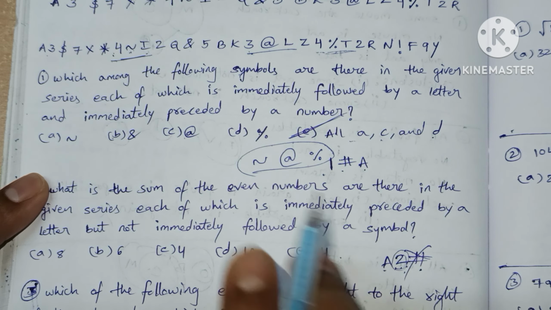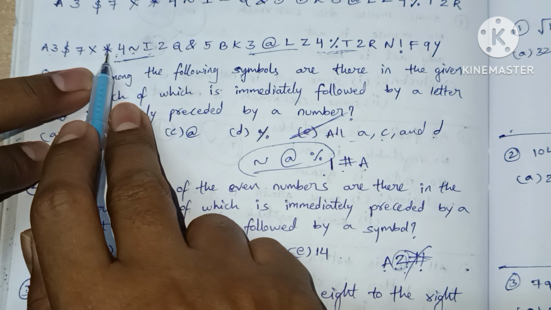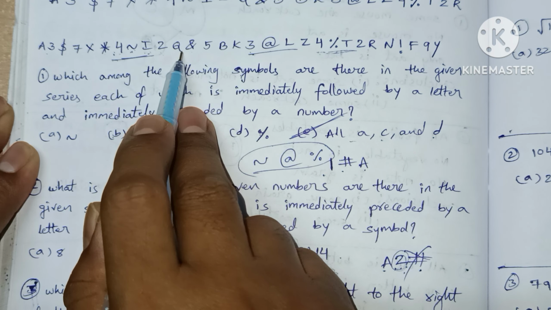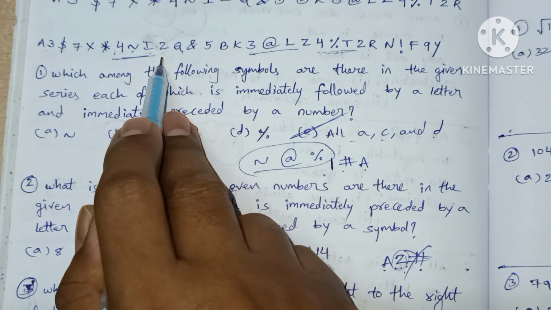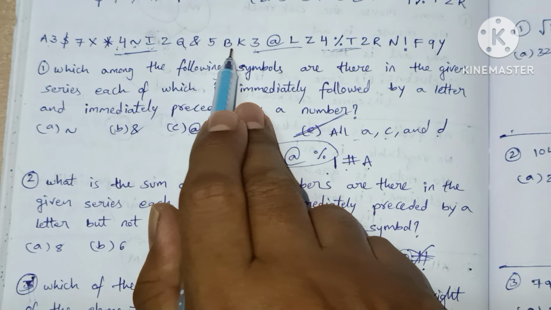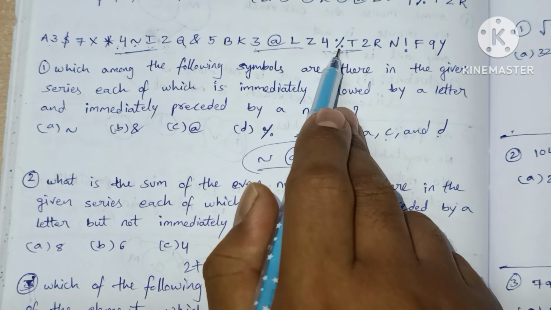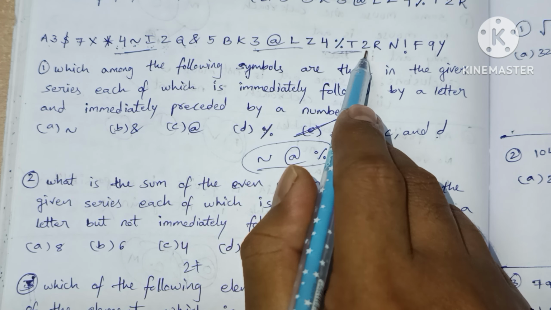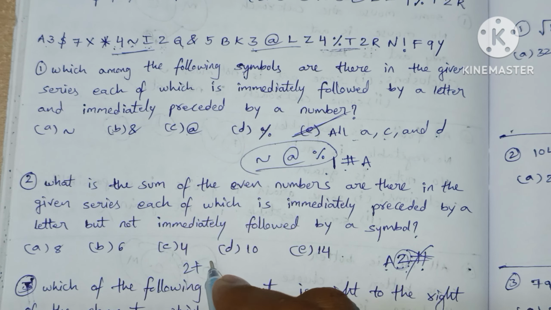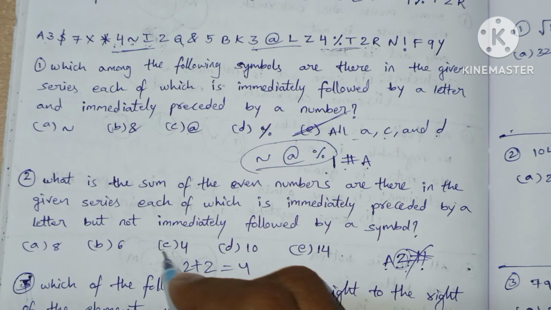Let's see the series. Where is an even number? Before this even number there is no alphabet. For this even number, before one is alphabet and after one isn't a symbol, so it is 2. So we get 2 here. 2 plus, where is the next even number? 4. Before one is alphabet, next one is symbol, so it fails. Here is 2, an even number, before one is alphabet, after one is also alphabet, so we can take this 2. There is no other even number, so our answer will be 4, option C.